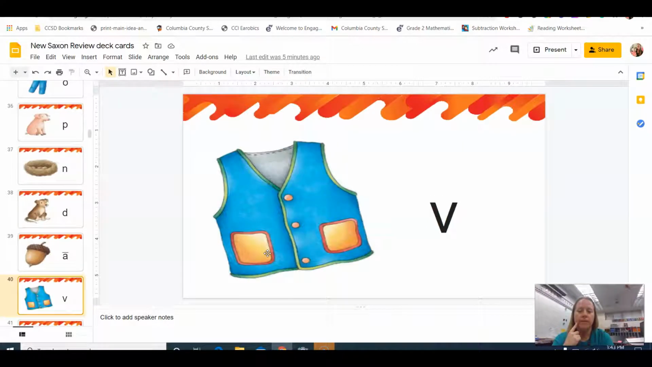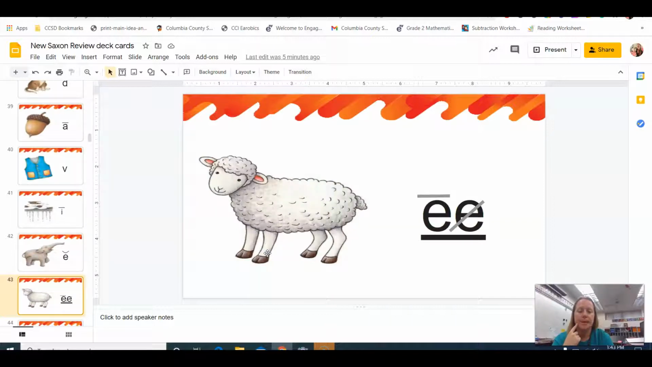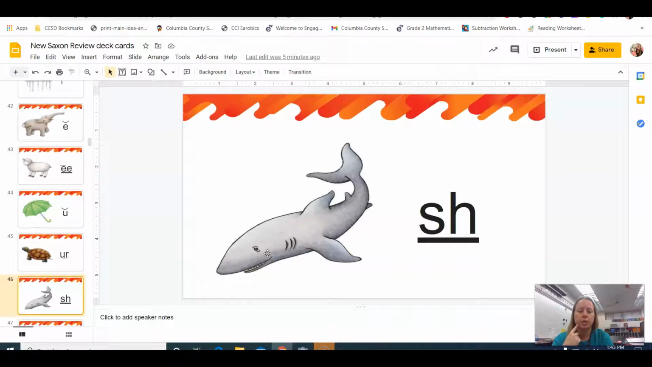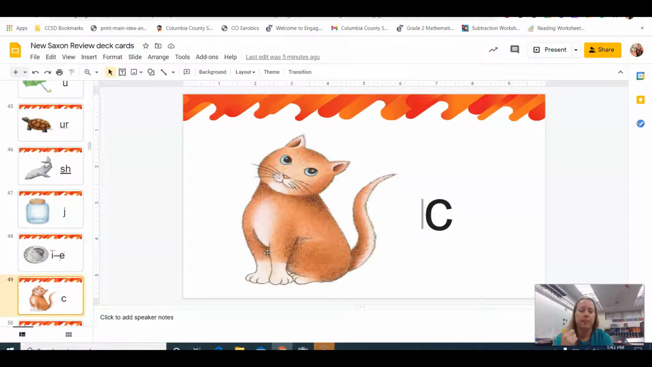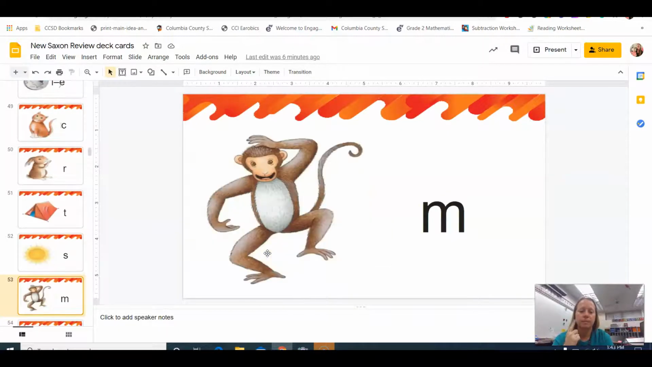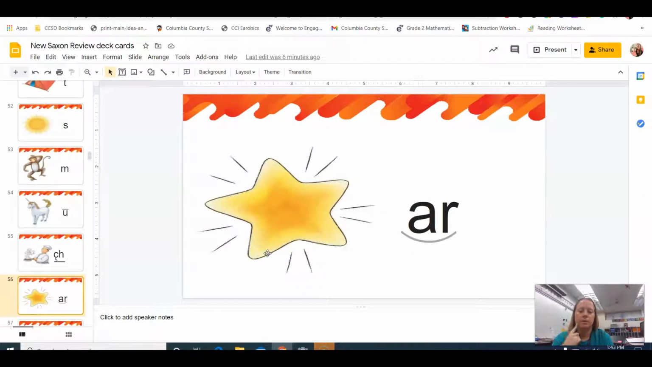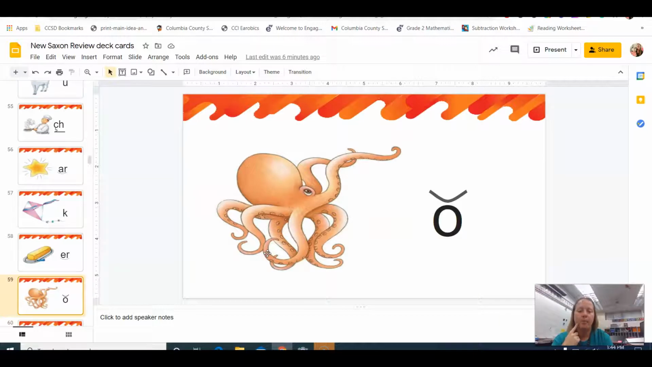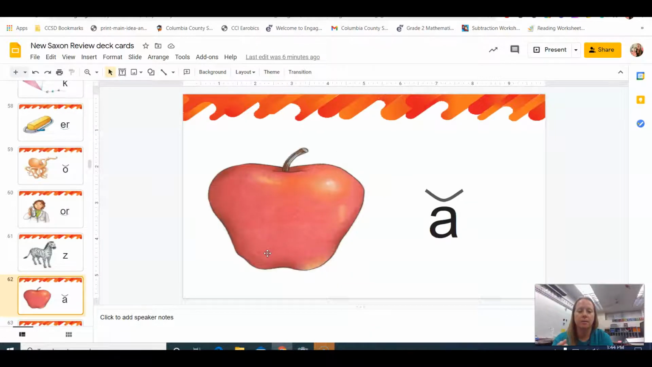Acorn, a. Vest, v. Icicle, i. Elephant, e. Sheep, e. Umbrella, u. Turtle, t. Shark, sh. Jar, j. Dime, i. Cat, c. Rabbit, r. Tent, t. Sun, s. Monkey, m. Unicorn, u. Chef, sh. Star, r. Kite, k. Octopus, ah. Doctor, d. Zebra, z. Apple, a. Inch, i.